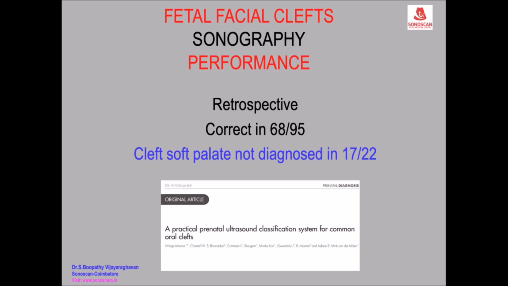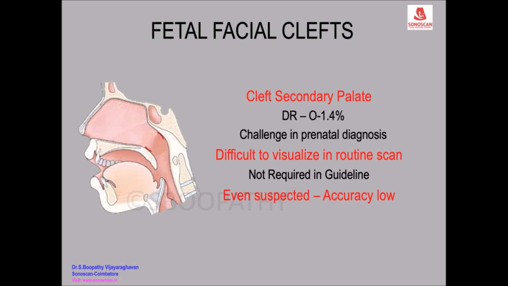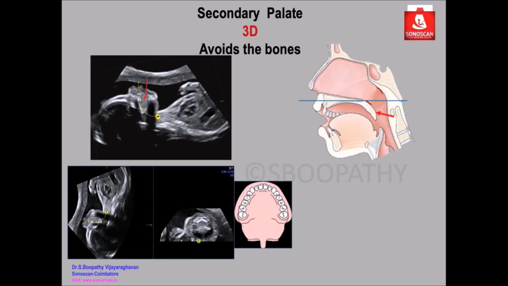But if you see, it was not correct, because cleft soft palate could not be diagnosed in secondary palate. The accuracy of sonography is low. Why? Because it is dome-like, so it is not seen in one section. So this is the 3D. Now the technique is you do a scan with extended neck.